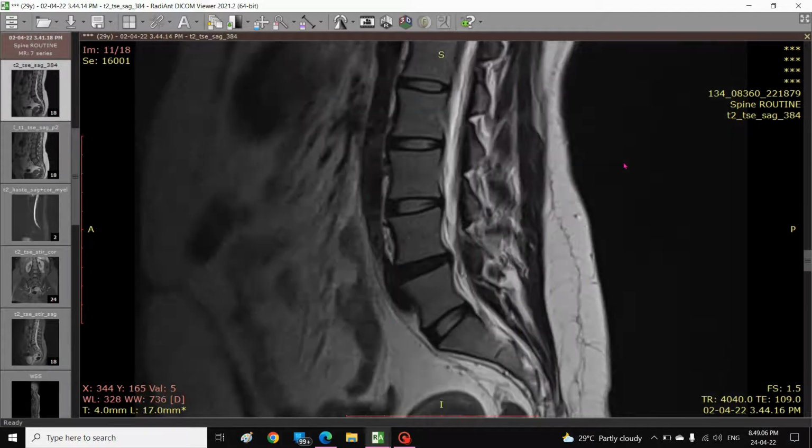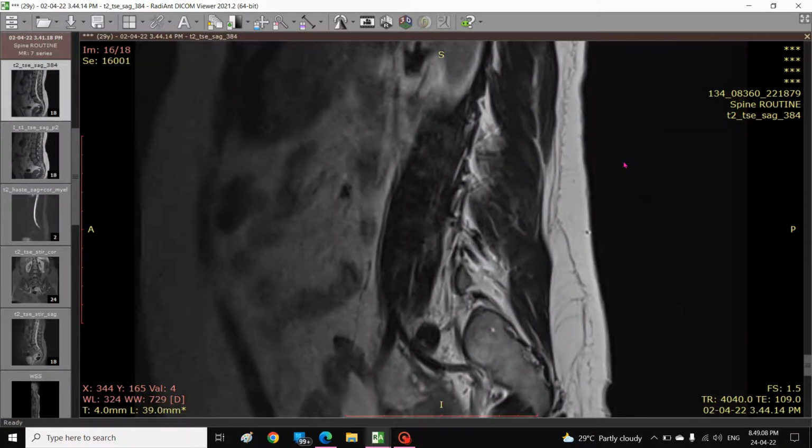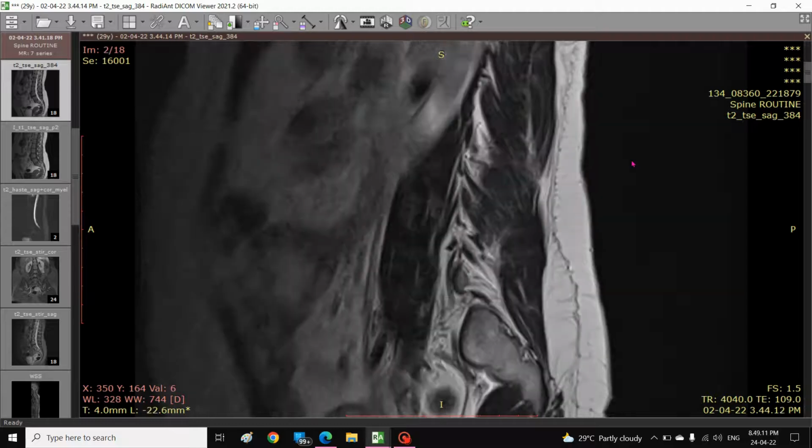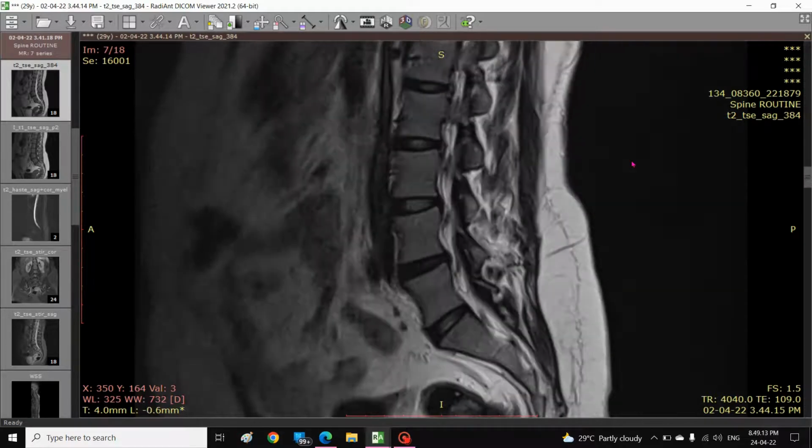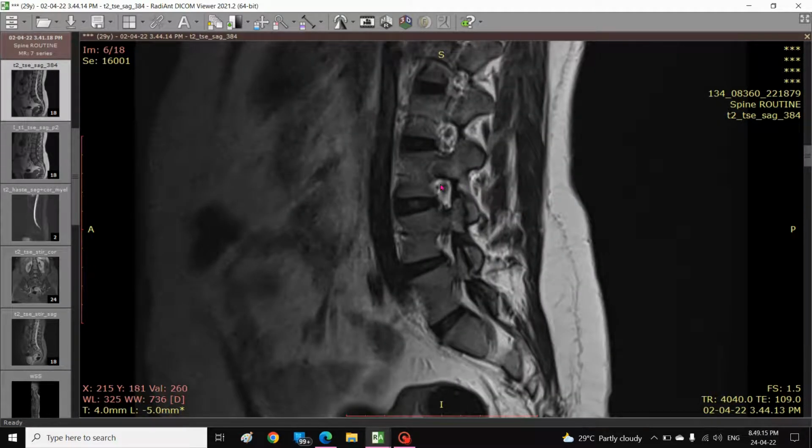Now, as you slice towards the side, so this is the left side, and then as you move from the left, at some point of time you will see the intervertebral foramen here. This is an intervertebral foramen, and in case of foraminal stenosis, you will measure this diameter to know whether they have lateral foraminal stenosis or not.